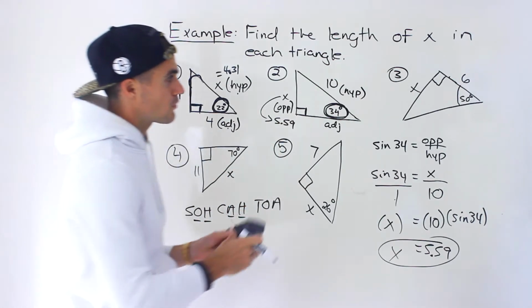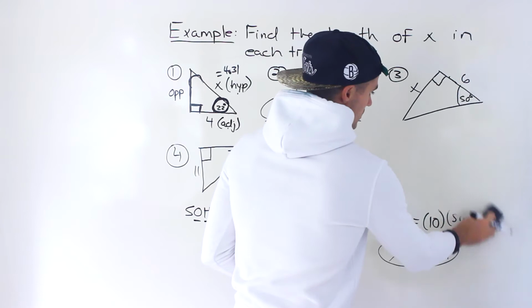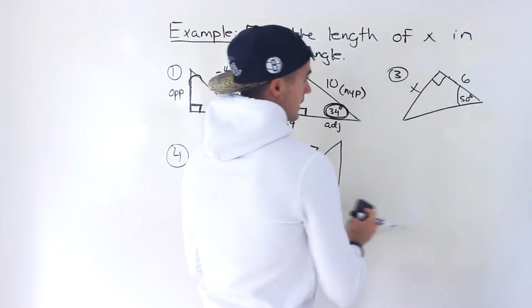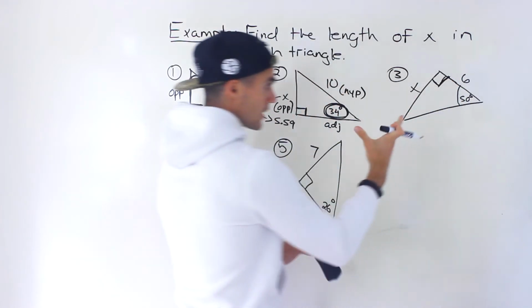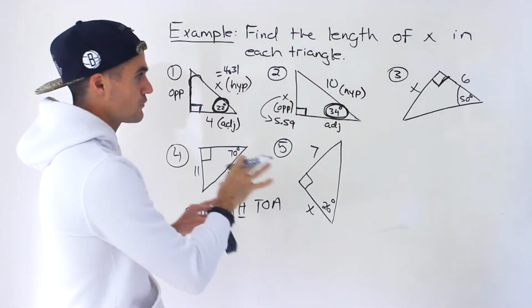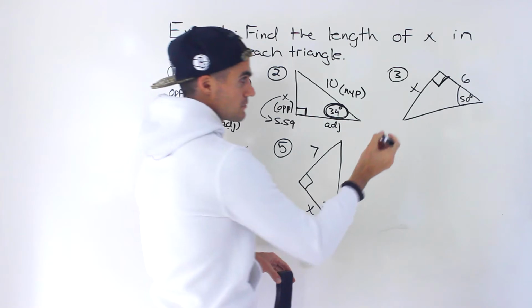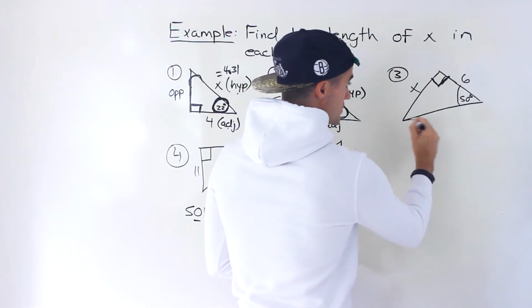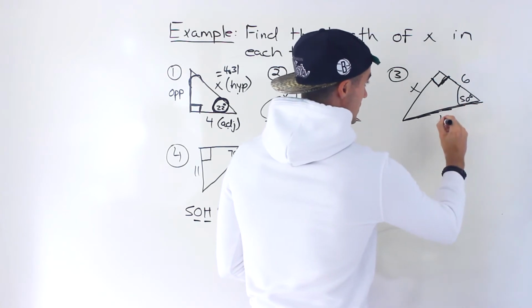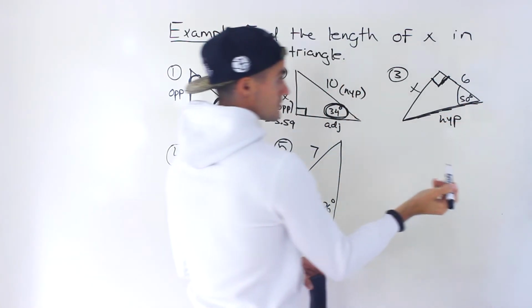Moving on to number 3 over here. Let's label these sides. Again, let's start with the hypotenuse. We've got the 90-degree angle here. Notice how sometimes these triangles can be rotated or put in different positions, but the same thing applies. We've got the 90-degree angle here, and the side opposite to it is this side. That means this is going to be the hypotenuse.